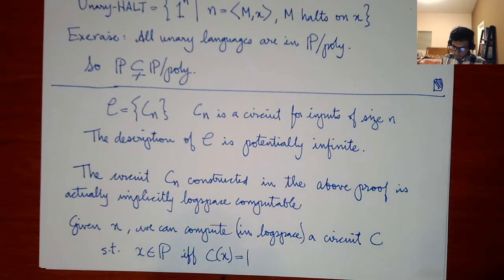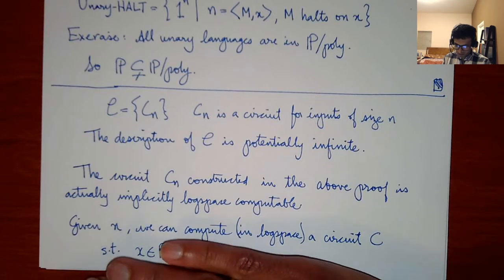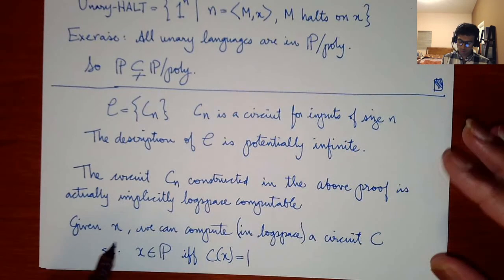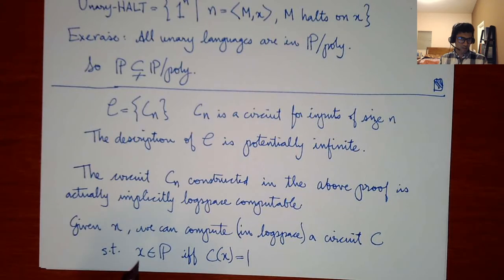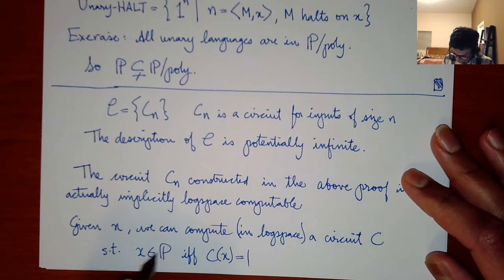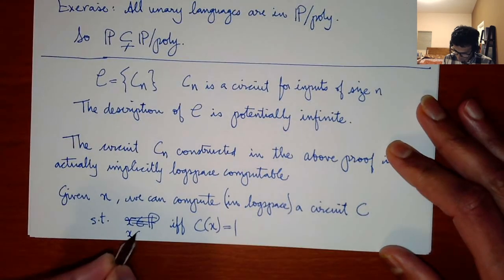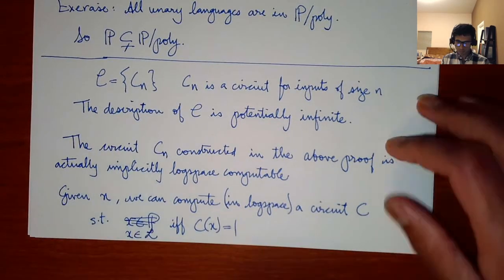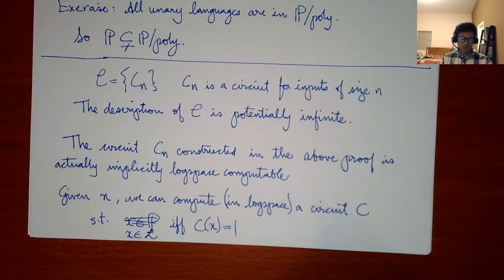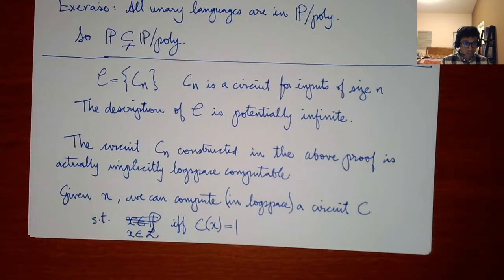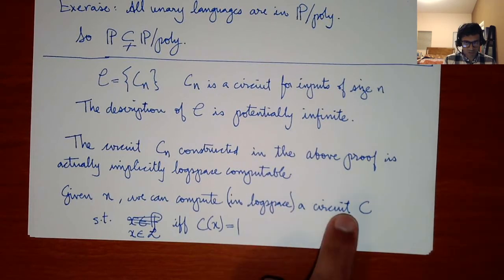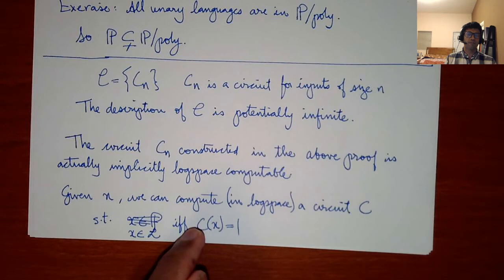Now, what we did in the proof was simply say, instead of this, that there exists a circuit. But we said something slightly different, though it's actually the same. We said that for all x of a given length, there exists a circuit such that x is in the language. So what we said is there exists a circuit. But actually, given x, we can also compute in log space a circuit C such that x is in L if and only if C of x is 1.